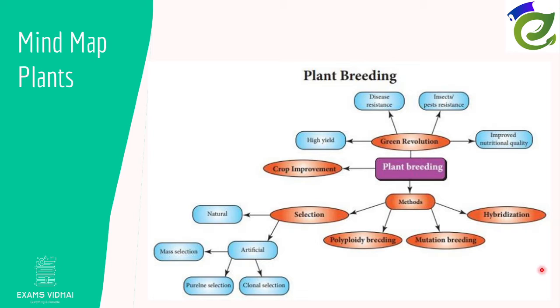In plant breeding, we have the green revolution, where we have 4 different subtopics: high yield, disease resistance, insect and pest resistance, and improved nutritional qualities. These are the different aims that the green revolution has to provide. Before looking into the green revolution, we'll be looking into crop improvement, and then we have the methods of plant breeding. We have 4 main methods: selection, polyploid breeding, mutation breeding, and hybridization. In selections, we'll be focusing on the artificial ones, that is the mass, pure line, and clonal selection.